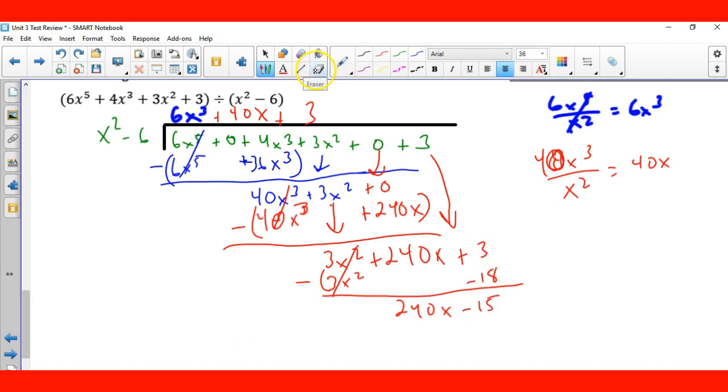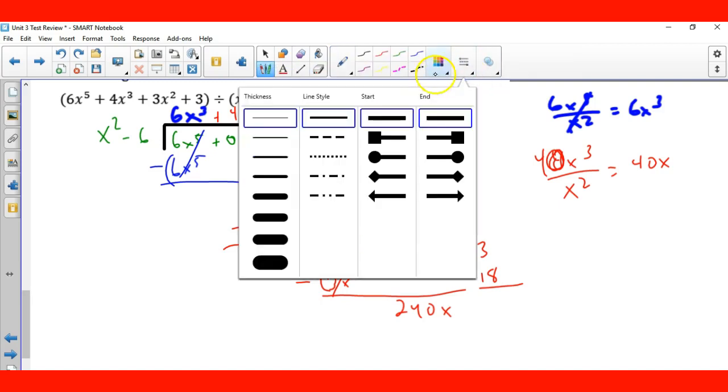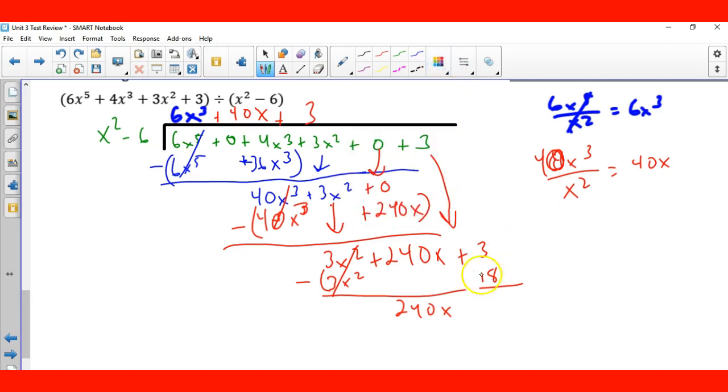Alright. Actually, look at that. It's late. I'm up here making mistakes. When you distribute your negative right here, that becomes positive 18. Shoot. That becomes positive 18. Sorry about that. So now that we have positive 18, that's going to be 3 plus 18 is 21. So this is our remainder right here.